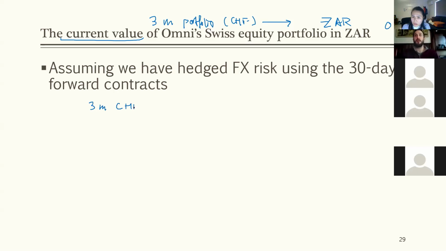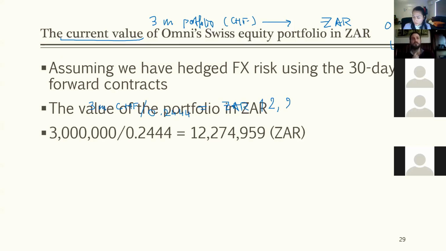Not exactly, James. You want to? Oh, divide. Exactly, yeah. So you want to divide instead of multiplying, okay? Because this is Swiss franc over ZAR. So, yep, to find the equivalent value of this portfolio in the ZAR, assuming that we have already hedged, then we will take 3 million Swiss franc, we divide it by 0.2444, and we get about 12,274,000. Okay.